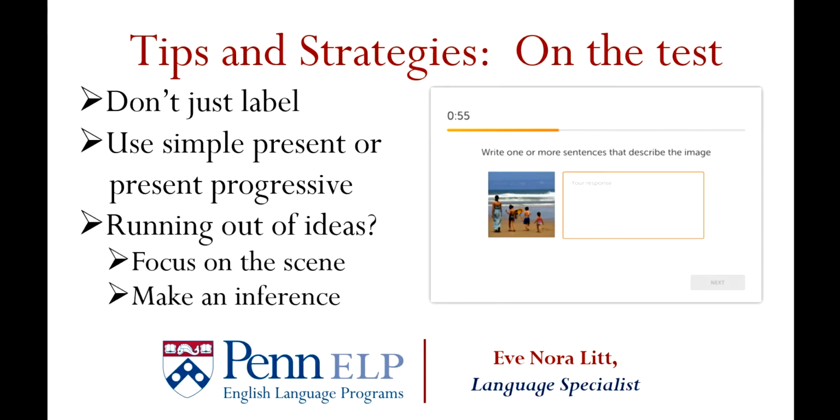And finally, if you get to this task and you start running out of ideas, try to focus on the scene or make an inference about the situation. These are 2 strategies that help you say more things. Focusing on the scene means what kind of location is presented. If it's outside, what kind of day is it? Sunny, cloudy? Does this place seem crowded like a city or empty like the countryside? If it's inside, what's on the walls? What color is the furniture? Focusing on the scene can help you come up with more content for your response.